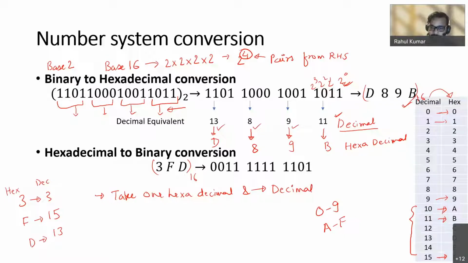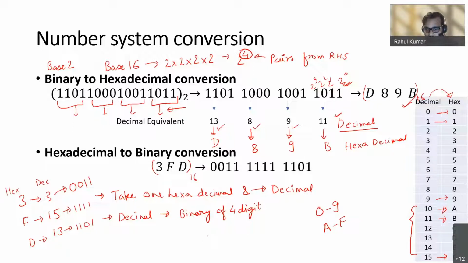Okay, and then the next step would be to write these decimal numbers into binary of 4 digits, because hexadecimal is base 16, right? So we have to represent them by 4 binary digits. So 3 can be represented as 0, 0, 1, 1. 15 is 1, 1, 1, 1, all 4 digits are 1. 13 is 1, 1, 0, 1. Right? So altogether, this will be your binary number.